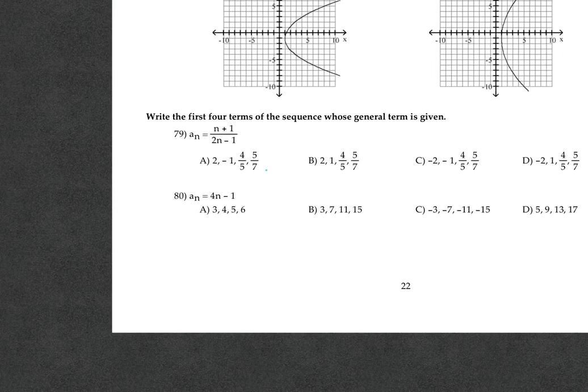All right, and then 79, this is where 11.1 started. Switching the pre-calc book with the algebra 2 book. This is 11.1, where you're going to find a certain number of terms in the sequence.